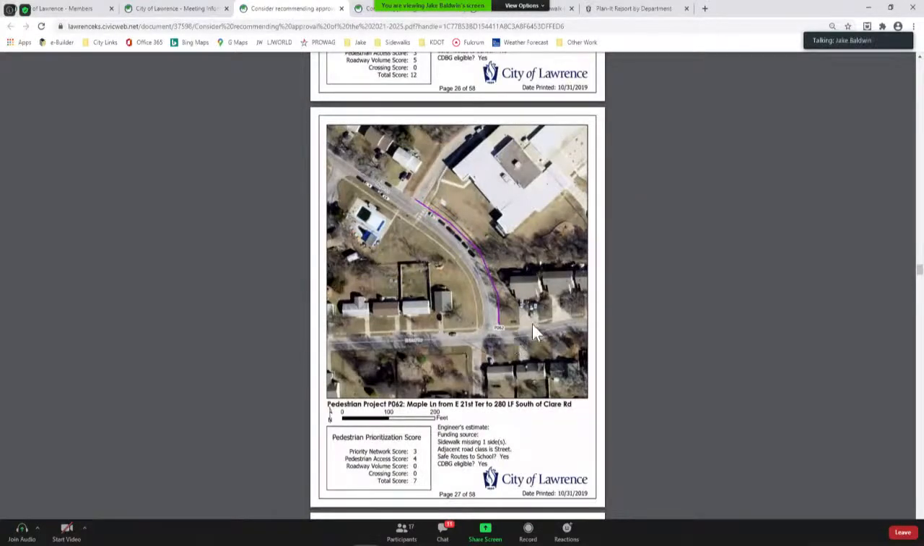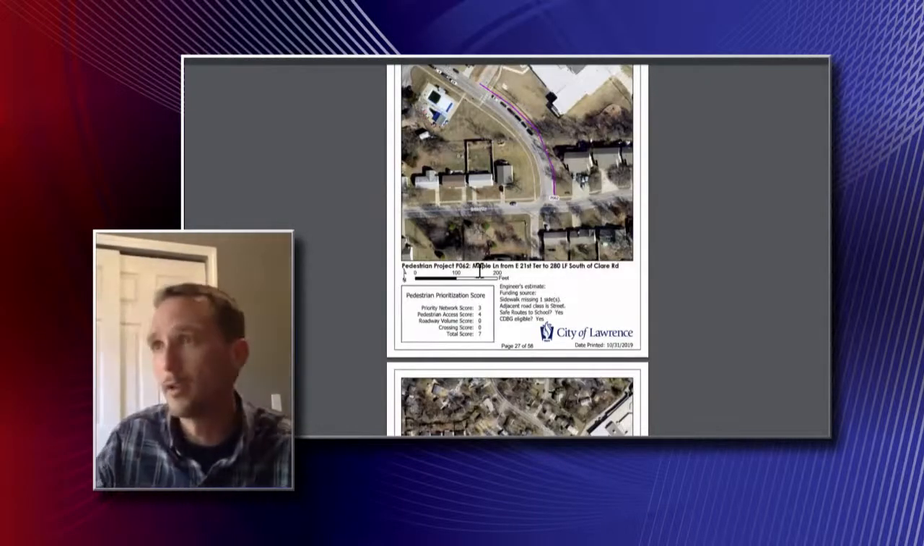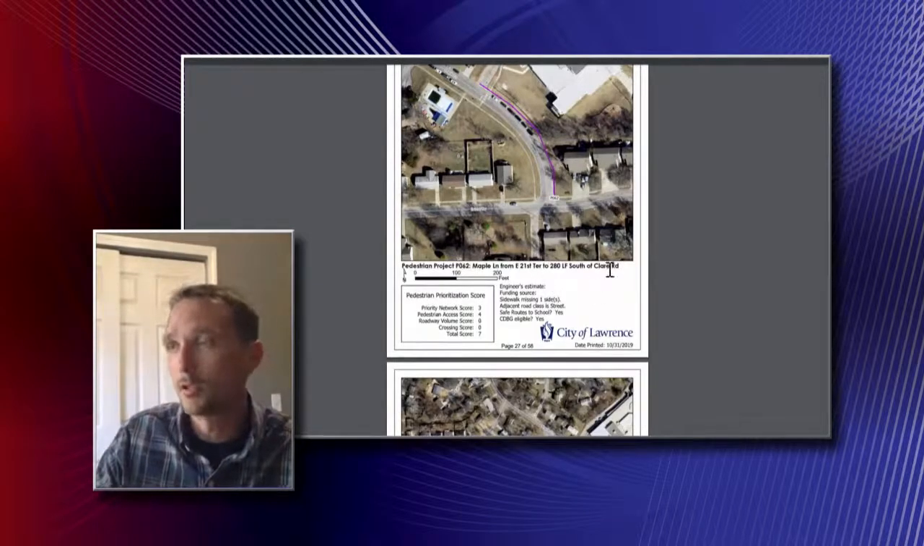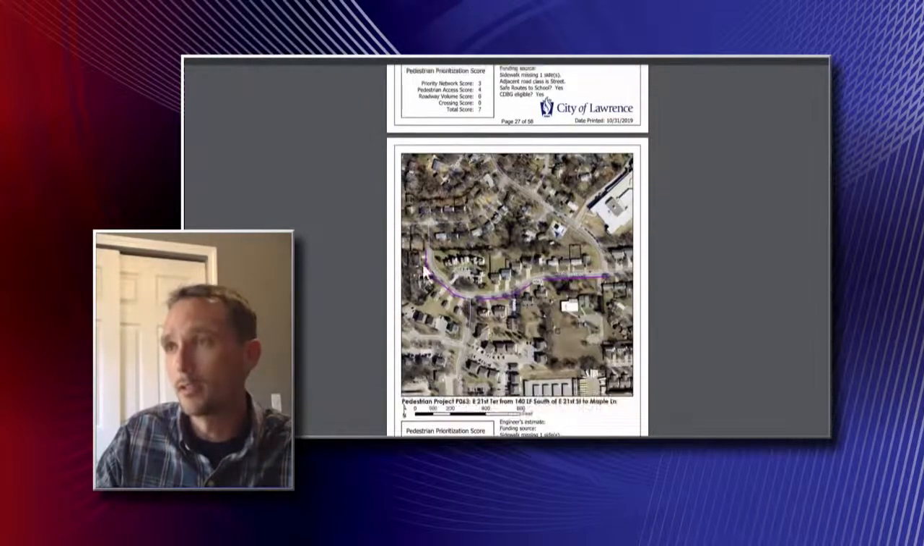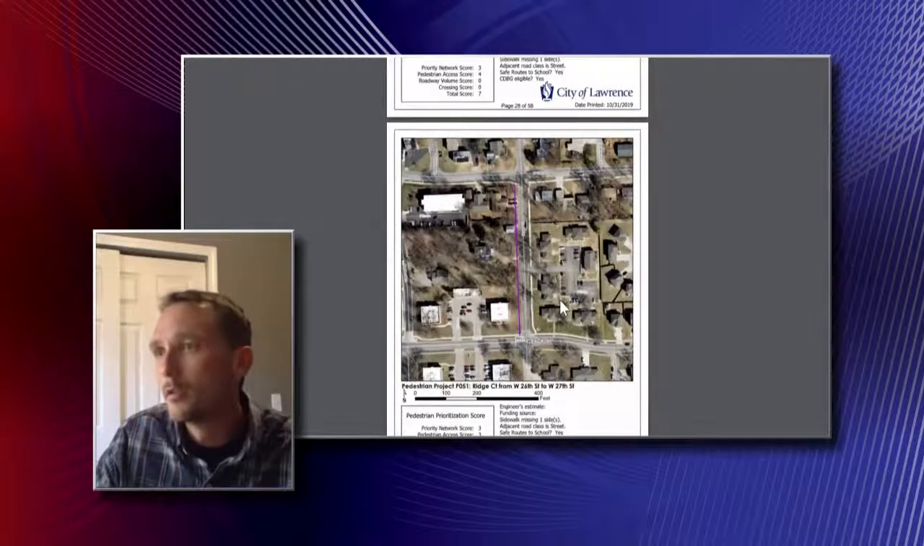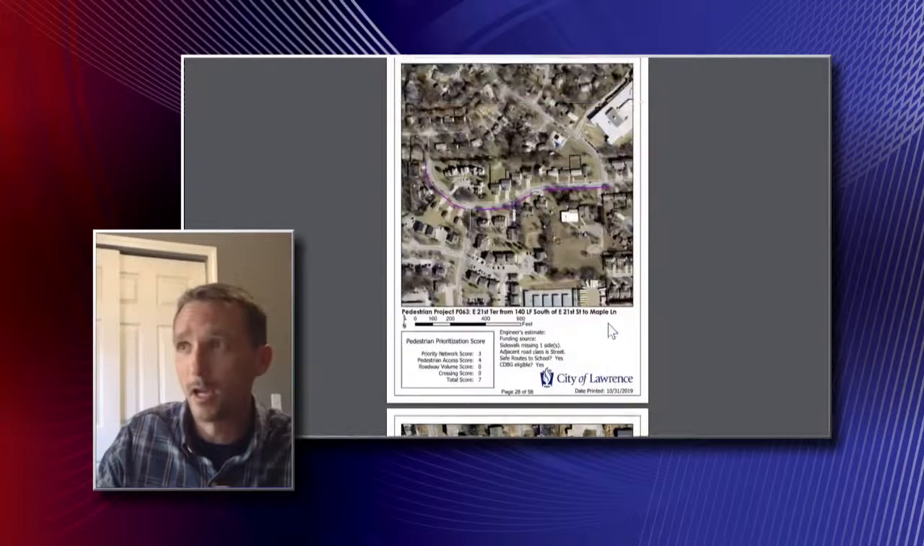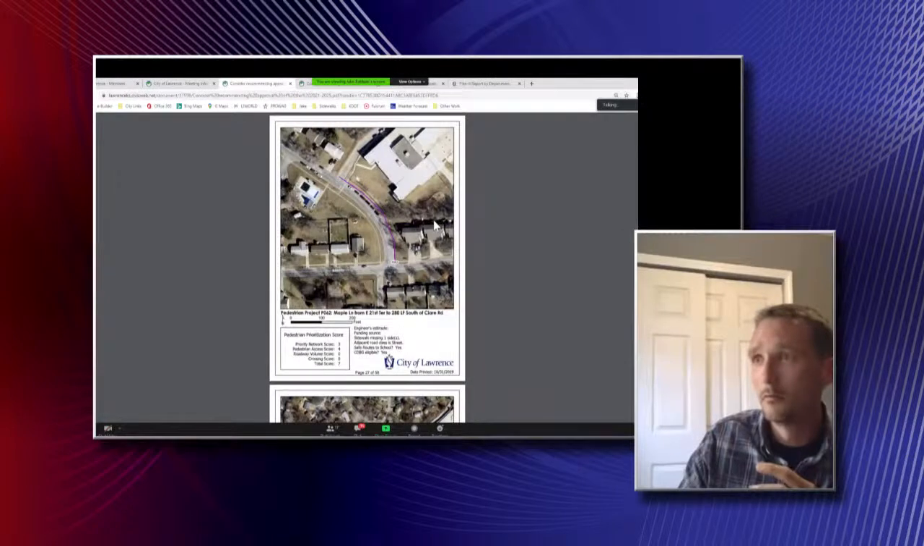We've got 2 more. We've got Maple Lane from East 21st to Clare Road, and the connecting segment here, East 21st Terrace from south of 21st Street to Maple Lane. Sidewalk on Ridge Court from 26th to 27th. I should back up and say that these, from this project on down the list, are projects that staff selected from our prioritization score that we'd be recommending to you.